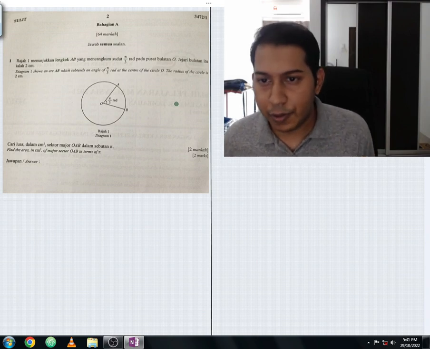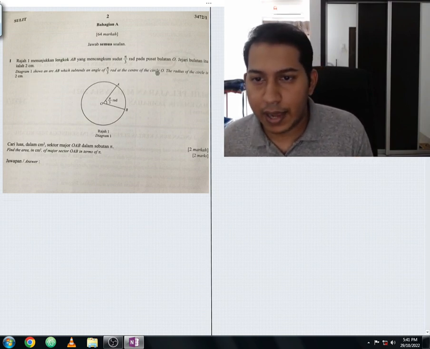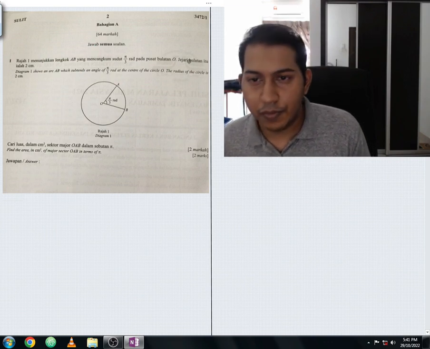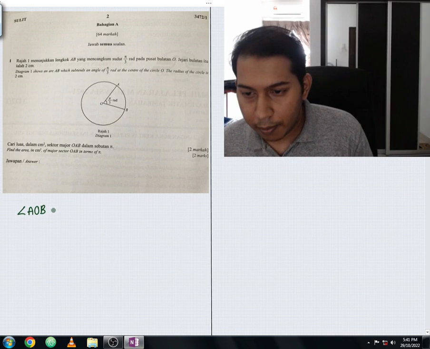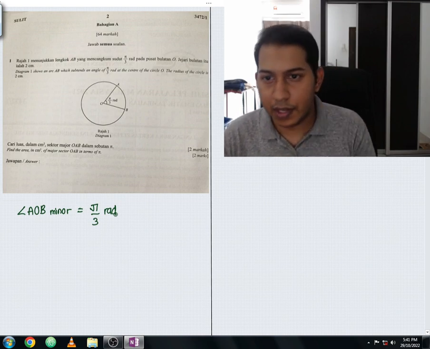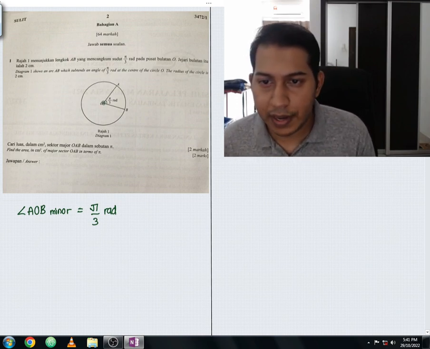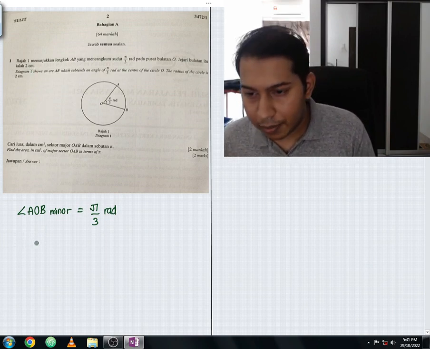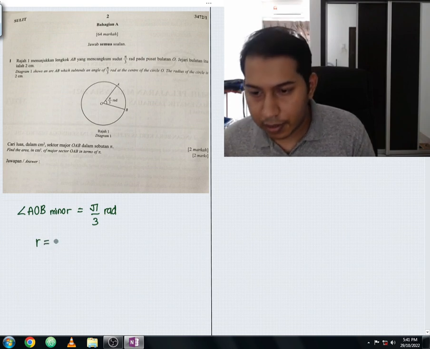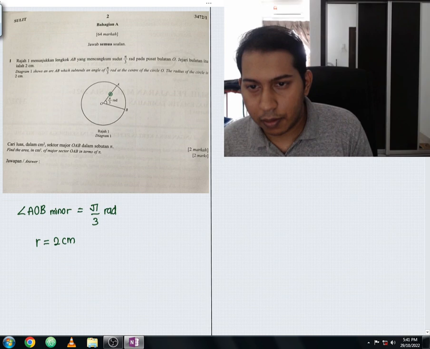The first step is, if I were you, I will try to gather as much information from the question. From this question we already know that the minor angle AOB is equal to pi over 3 radian. So that is our first info. The second info is the radius itself, which they already gave us as 2 cm. Let me just write in short form, R stands for radius, is equal to 2 cm.